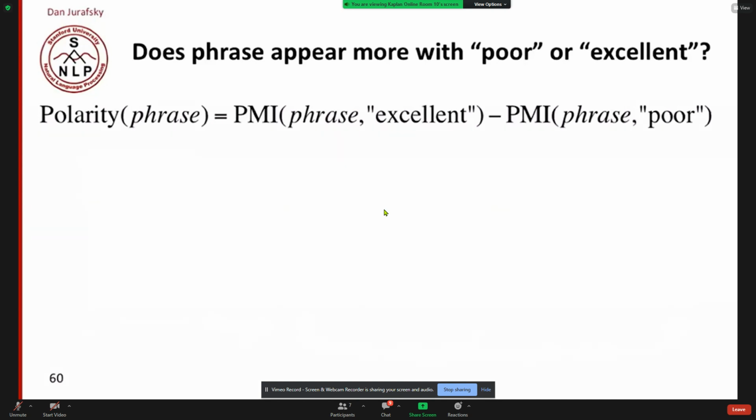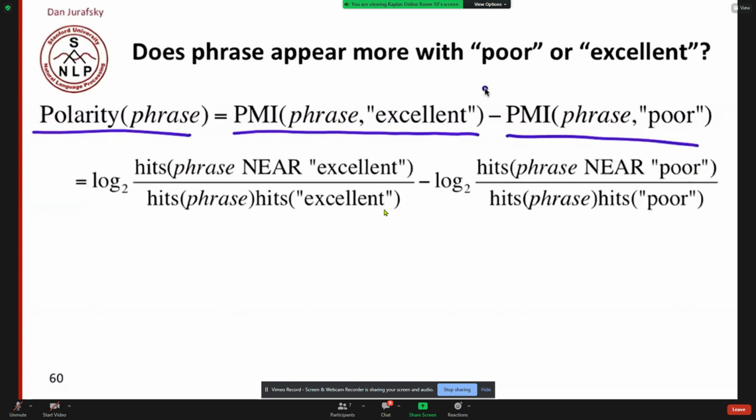Once we have a measure of co-occurrence, of how much a phrase co-occurs with the word excellent or the word poor, we can now determine its polarity. The equation for polarity in the Turney algorithm is just the pointwise mutual information of a phrase with the word excellent, minus its pointwise mutual information with the word poor. So how much more does the phrase appear with excellent than poor, or vice versa? And just doing a little algebra.